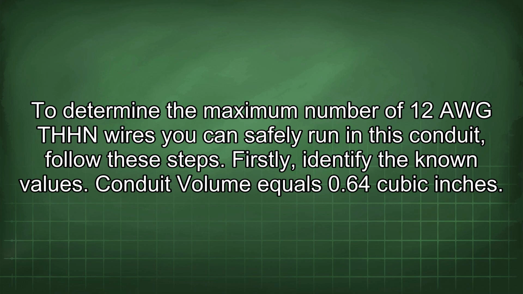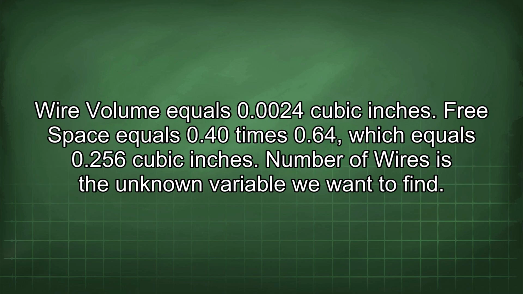Firstly, identify the known values. Conduit volume equals 0.64 cubic inches. Wire volume equals 0.24 cubic inches. Free space equals 0.40 times 0.64, which equals 0.256 cubic inches. Number of wires is the unknown variable we want to find.